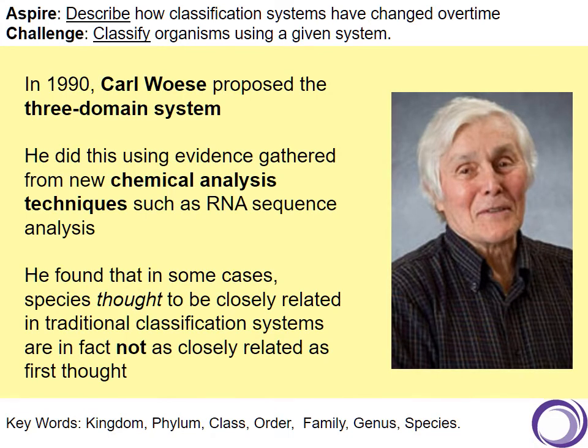Okay. A second scientist is involved in classification then, because in 1990, this chap, Carl Woese, proposed a three-domain system. He did this using evidence gathered from new chemical analysis techniques, such as RNA sequencing analysis. He found that in some cases, species thought to be closely related in traditional classification systems are in fact not as closely related as we perhaps first thought. So the idea of the classification system that Carl Linnaeus had come up with started to change a little bit.